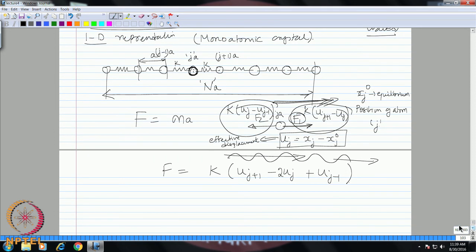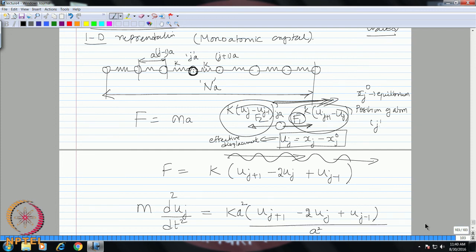So, going back to classical mechanics, m into d square u_j by dt square. This is the acceleration of this particular atom in the right direction. This is equal to k times u_j plus 1 minus 2 u_j plus u_j minus 1. So, I can multiply and divide it by a square, where a is the lattice spacing between the atoms.